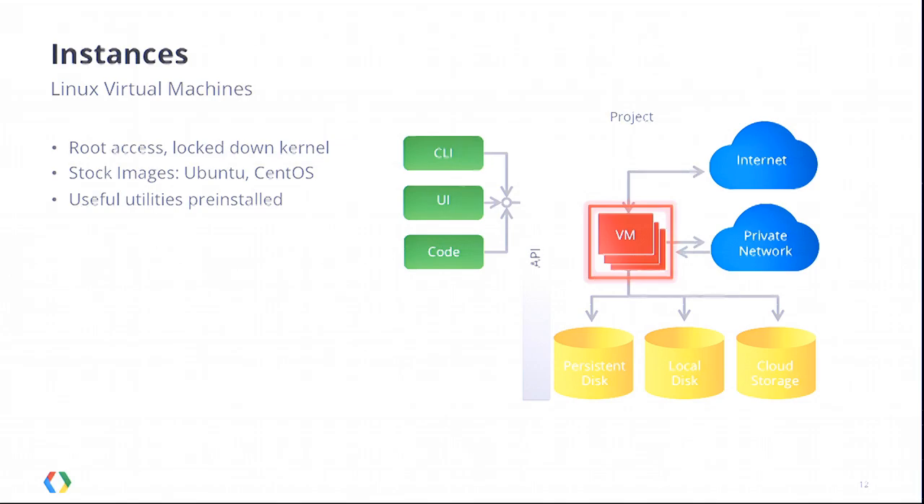So our images, we've done a couple of things. We've installed a couple of utilities by default, things like the GSUtil that Evan was calling, just so that stuff is ready and ready to go. And we've done a little bit of security lockdown, things like turning off password authentication and only relying on SSH keys, or turning on automatic security updates.